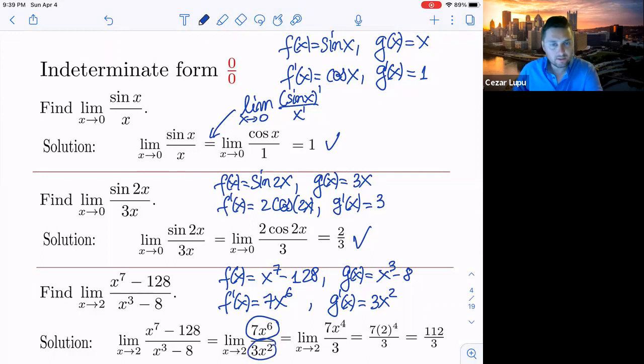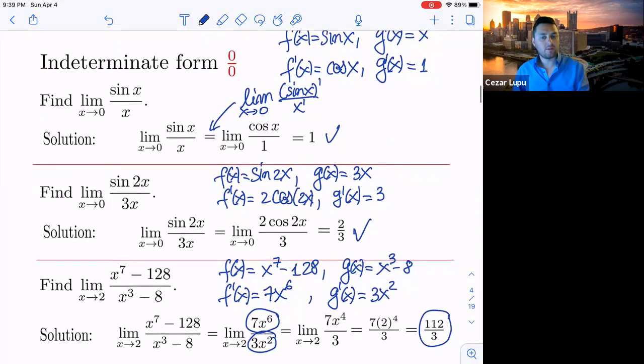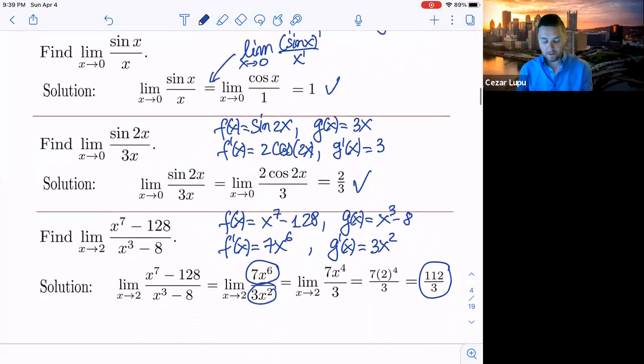Now we can cancel some powers of x, and we end up with the limit as x approaches 2 of 7x to the 4th over 3. Now we can plug in x equals 2, and by doing some algebra we get 112 over 3. So these are some examples of how to deal with limits of functions in the indeterminate form 0 over 0, and how easy it is using L'Hopital rule. Now let's see some examples with the other indeterminate form, infinity over infinity.